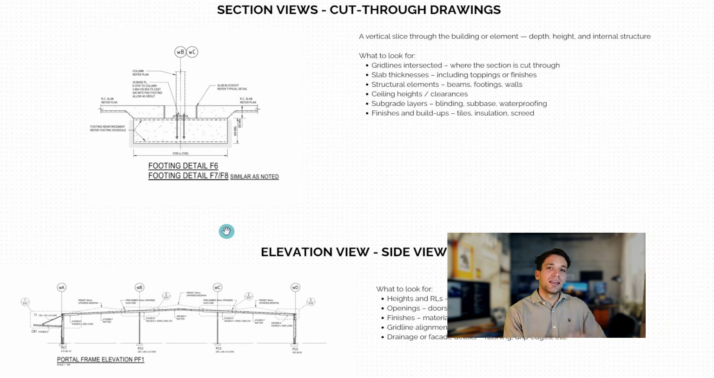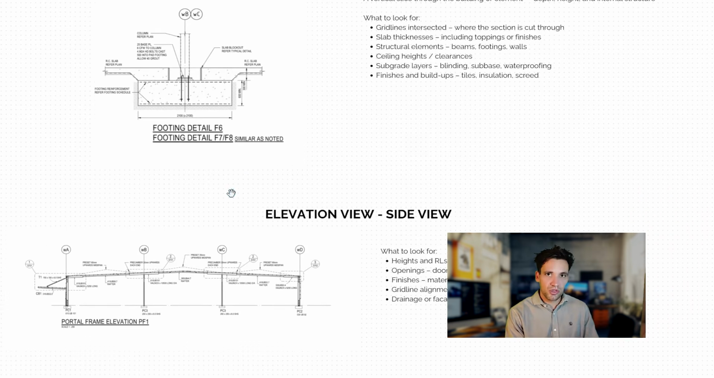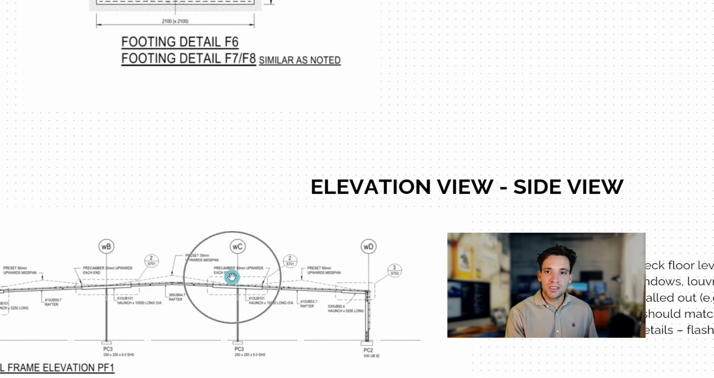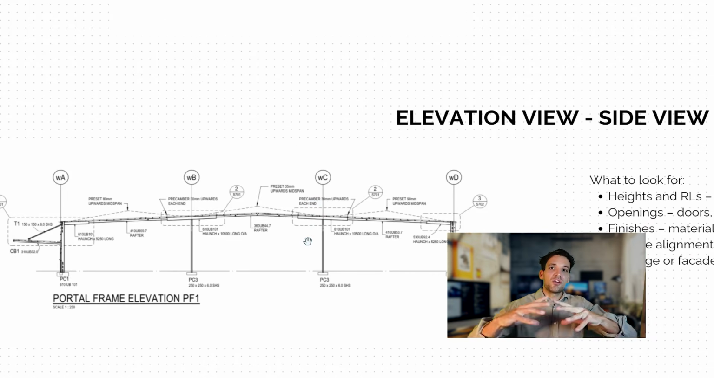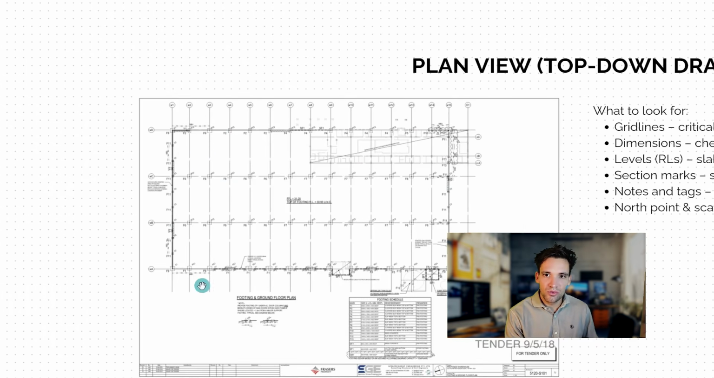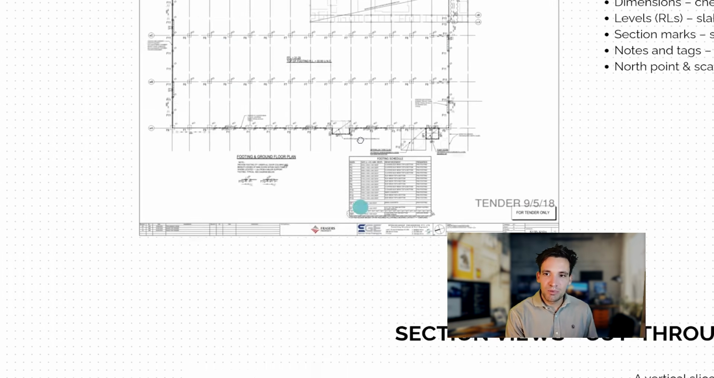Now, section views tend to be for close-ups of specific construction details. So you'll see them a lot in structural or architectural drawings, but elevation views are where you see an overall side view of the structure. Again, these grid lines come up. So WA, WB, WC, WC. So WA, if we go to the overall plan view, that is that point in the building.